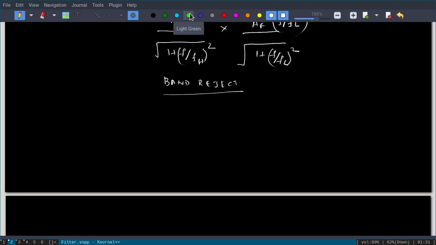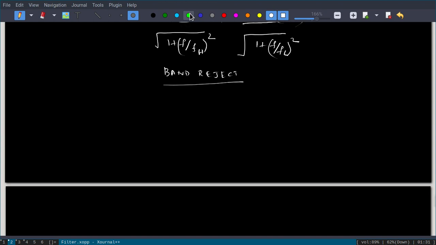Hello, in this video we will study the band reject filter. Here also we can have two types: one is the wide band reject filter and the other is the narrow band reject filter.